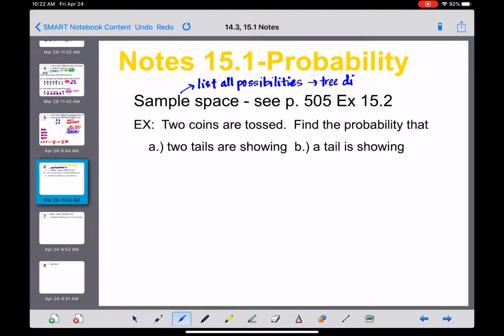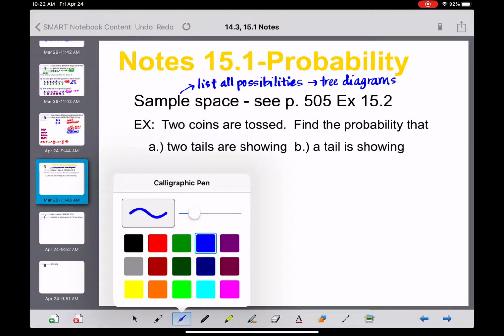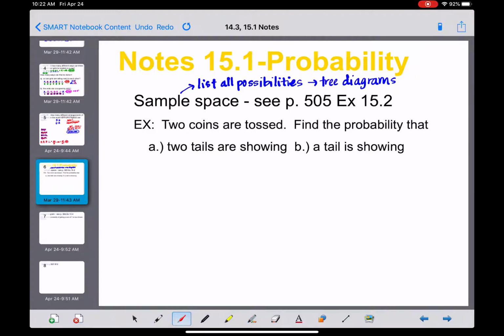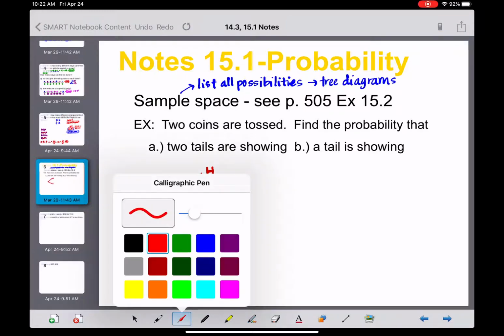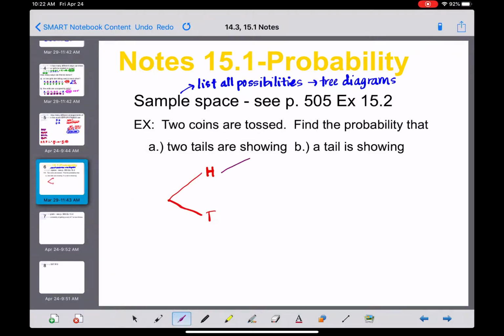Now, sometimes the tree diagrams can get very large and we wouldn't want to do that. But sometimes they're not. So showing a tree diagram. Here it says 2 coins are tossed. Find the probability that 2 tails are showing or that a tail is showing. So this is where you may want to list out the sample space by a tree diagram. So we're going to toss 2 coins. On the first toss, we could get heads or tails. And then on the second toss, we can get the same thing, heads or tails, heads or tails.